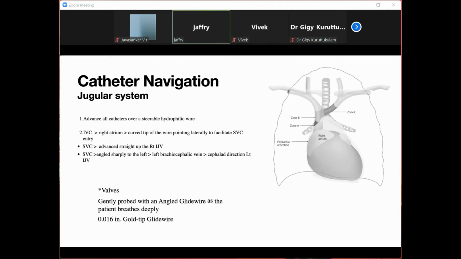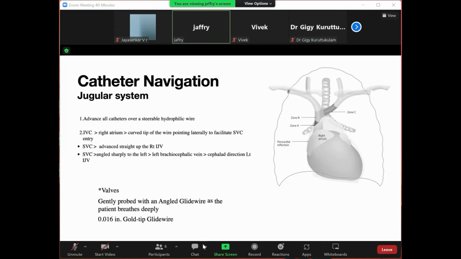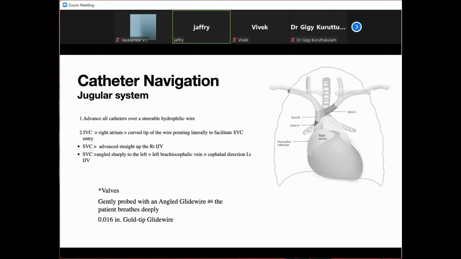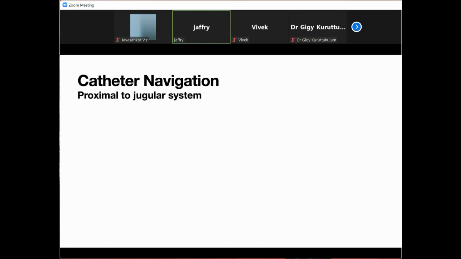The problem is that when we manipulate in the atrium, there are chances of arrhythmias. We have to be careful in that aspect, and usually by withdrawing the wire itself, we can stop the arrhythmia. The second one is the presence of valves. These are the bigger veins which will have valves. So to go through the valve, it is always ideal to use a gold tip glide wire for the negotiation.